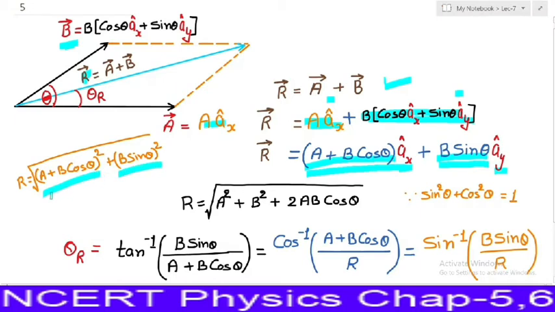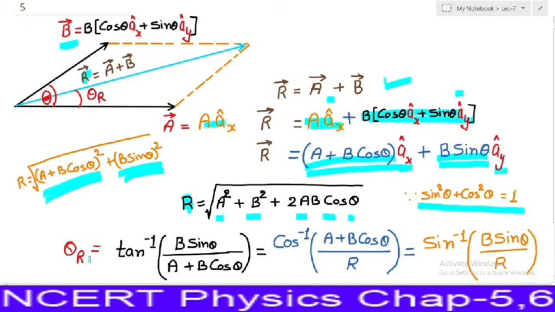So it becomes r is equal to, where r is the magnitude of vector r, a plus b cos of theta whole square plus b sin of theta whole square under the root. If we solve it, then we will get a square plus b square plus 2ab cos of theta under the root. Here remember, we used identity, that is sin square theta plus cos square theta is equal to 1.